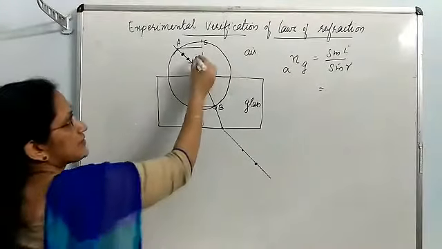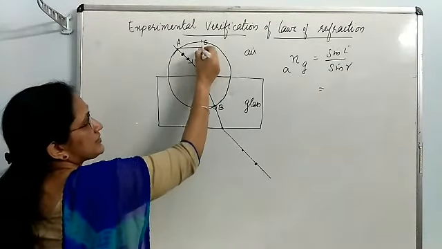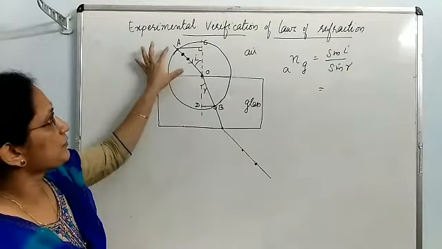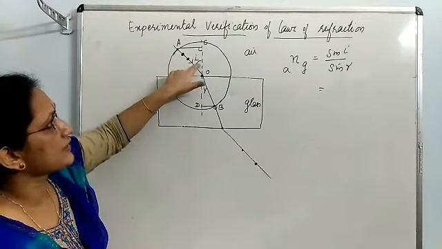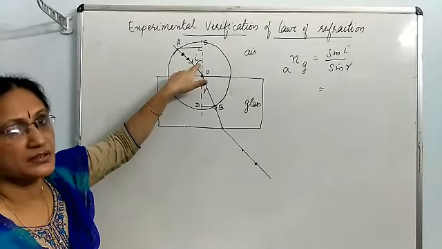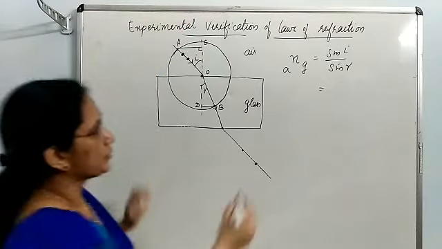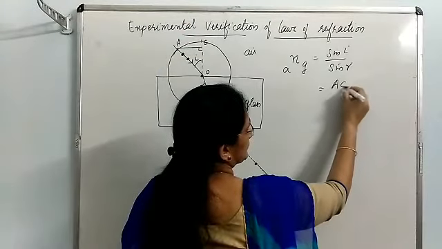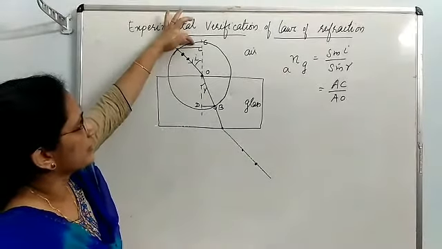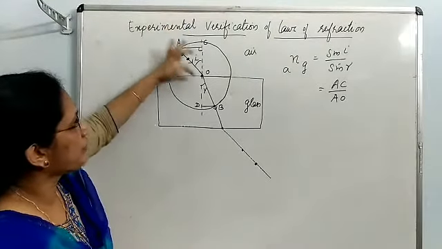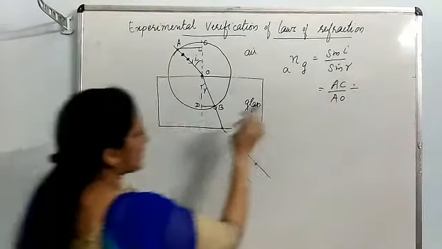Then, look at this triangle AOC. This angle is a right angle. So, from this triangle AOC, can you tell what sin I is? Sin I is AC by AO. Opposite side of I, that is AC, upon hypotenuse AO, divided by, what is sin R?